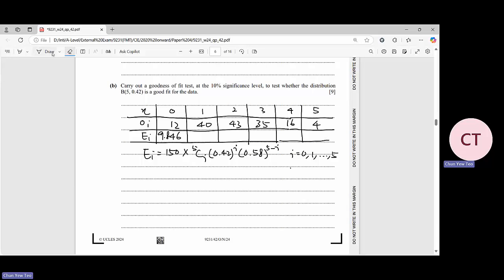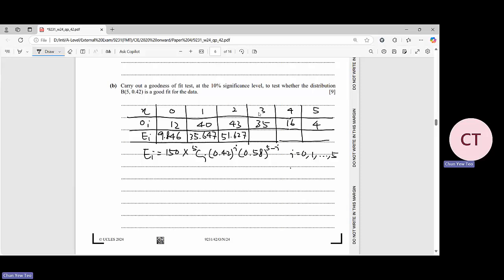To save time, I have calculated the values earlier, so I just write down. This one is 35.647. This one is 51.627. This one is 37.